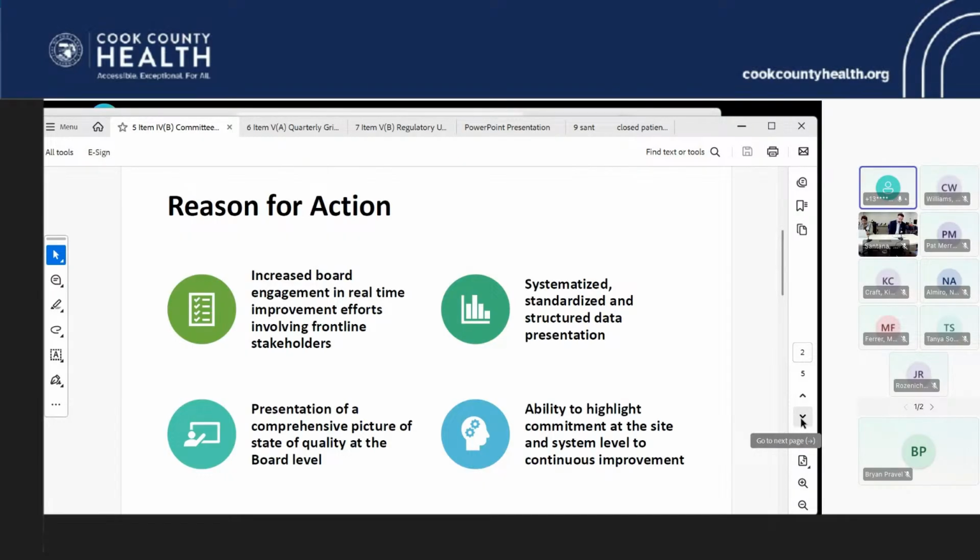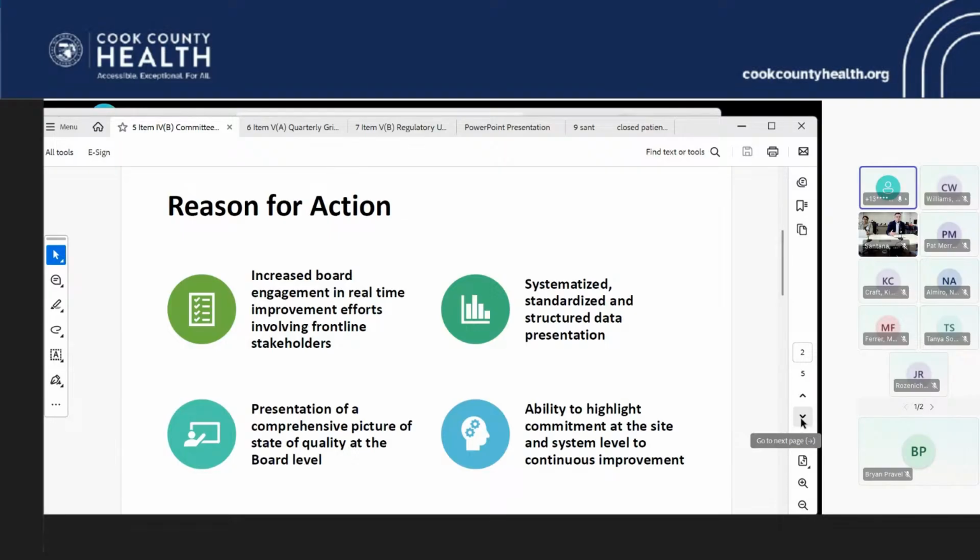Presentation of a comprehensive picture of the state of the quality, which will include all of our venues, meaning Stroger, Provident, but also CIRMAC, CCDPH, as well as County Care and ACHN, which are things that we aren't commonly reporting out on at an iterative or a good cadence. So we're going to start including those in the cadence. And most importantly, the ability to highlight the commitment that we have to ongoing improvement efforts in the facility, which we think are, I wouldn't say more important, but are not really highlighted well.